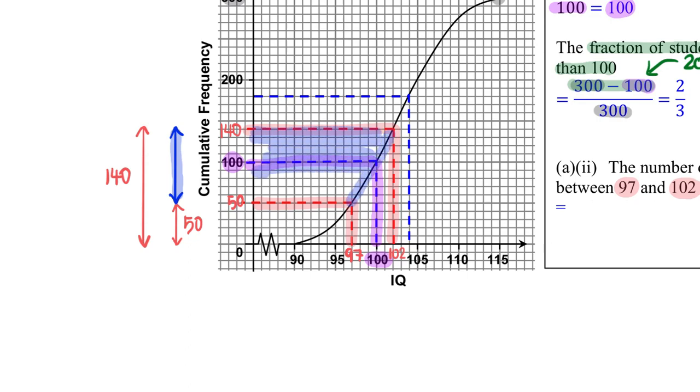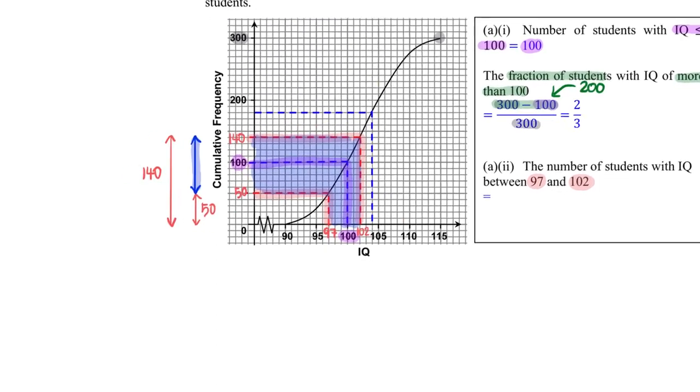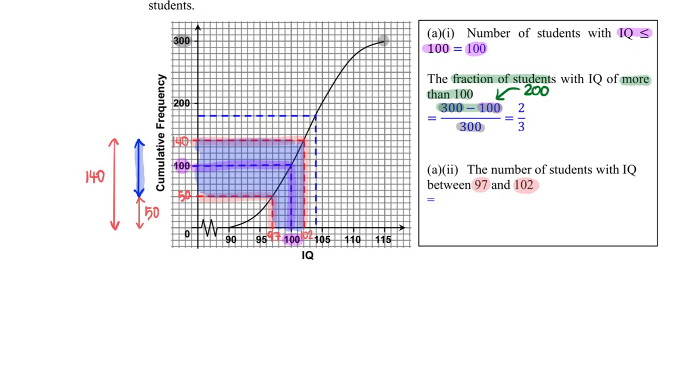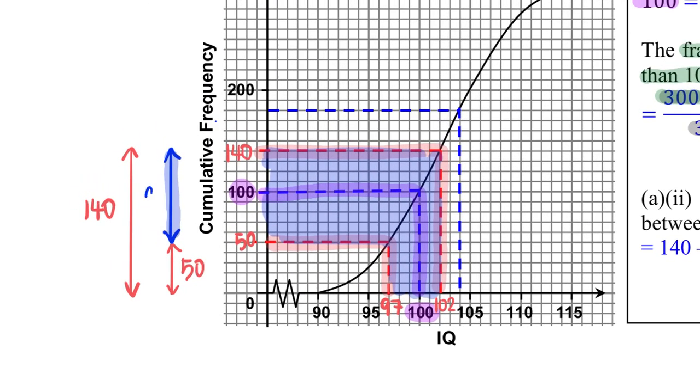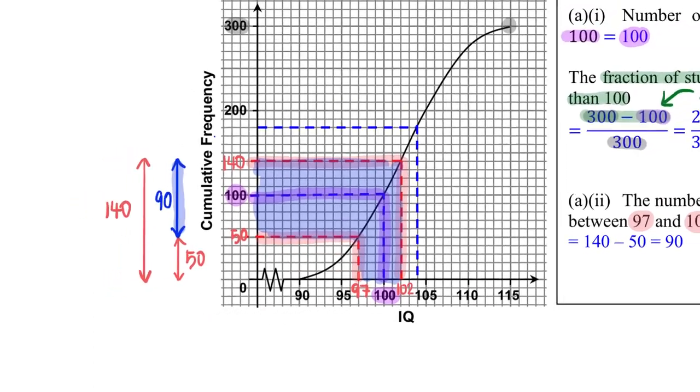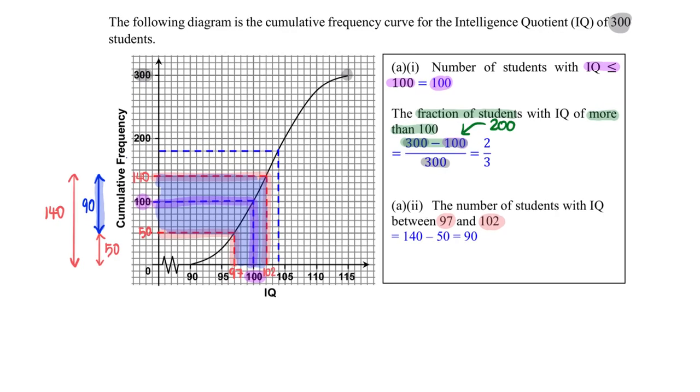Okay. So how then can I find this? What should I do to this 140 and 50? Yes, we are going to minus to give me 90. So there are 90 here. And that will be for this first part of this particular problem.